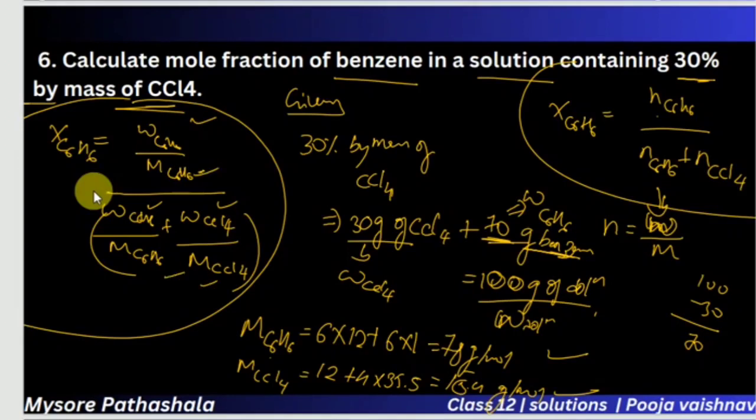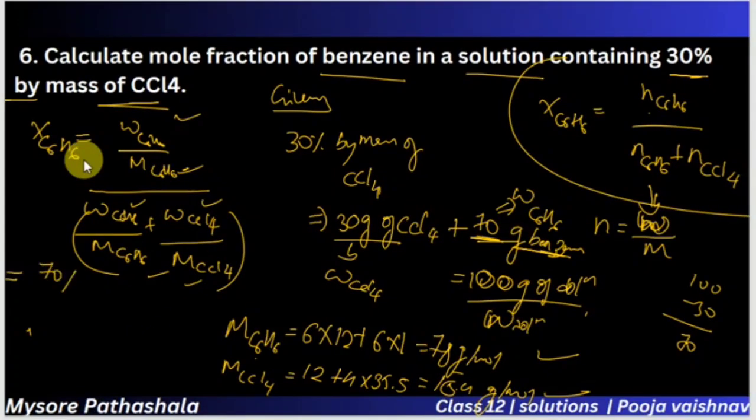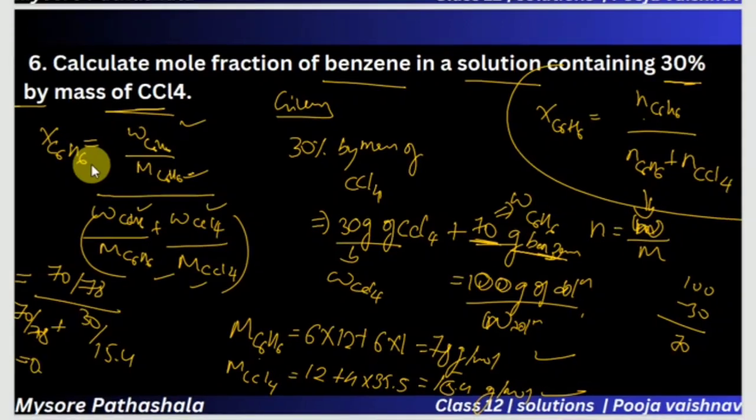So by substituting all these values, I am going to get the value. Simply you need to show that you are substituting all these values. Okay. Molar mass of benzene 78. Similarly 70 divided by 78 plus weight of CCl4, where is the weight of CCl4? 30. Molar mass of CCl4, that is 154. And what we have to do, we have to solve this: 0.821. So this is the final answer, mole fraction of benzene. Simple.